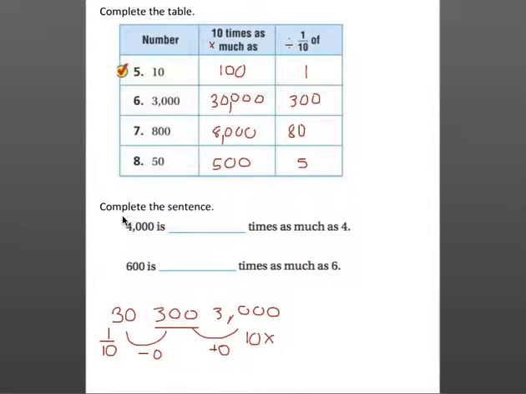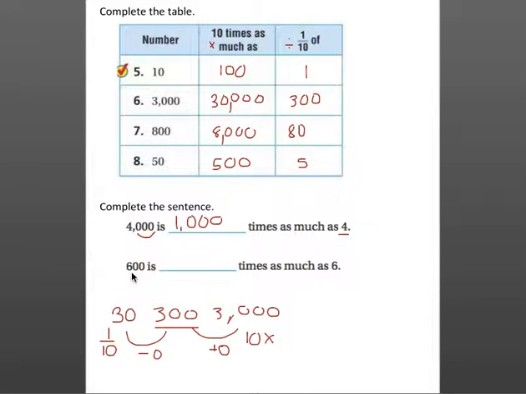This next section is complete the sentence. 4,000 is blank times as much as 4. So if I had the number 4 and I added 3 zeros, well, 4 times 1 is 4. So I know that my beginning number is going to be 1. And if I added 3 zeros, that means 4 is 1,000 times 4,000. Because 4 times 1,000 equals 4,000.